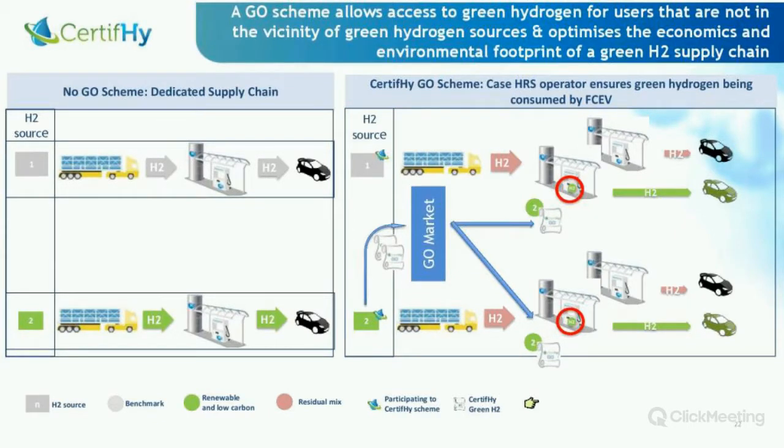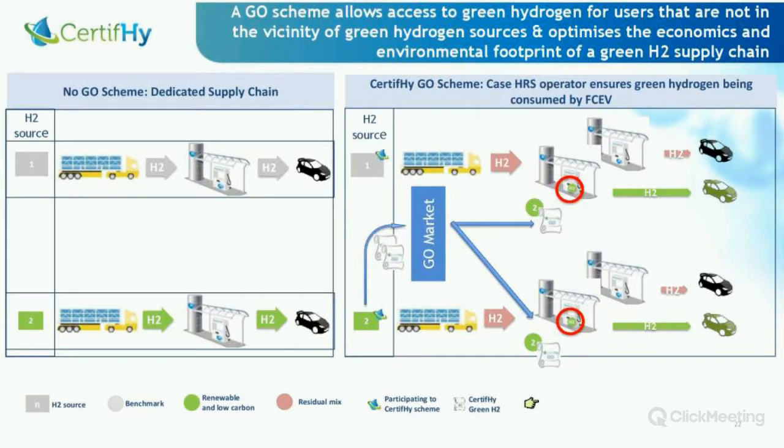On the left-hand side, you can see a world where there is no GO scheme available, which means that every single hydrogen refueling station would need a dedicated supply chain. Suppose that hydrogen refueling station 1 does not have any green hydrogen source in its vicinity. It would probably not get access to any green hydrogen, because simply there would not be any economics to transport from a distant green hydrogen source up to the hydrogen refueling station. It's not good from an economic point of view, but also from a carbon intensity point of view, from the point of production till the HRS. It would increase the CO2 content.